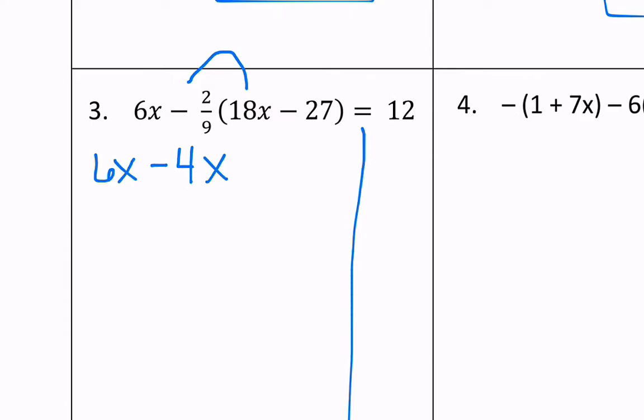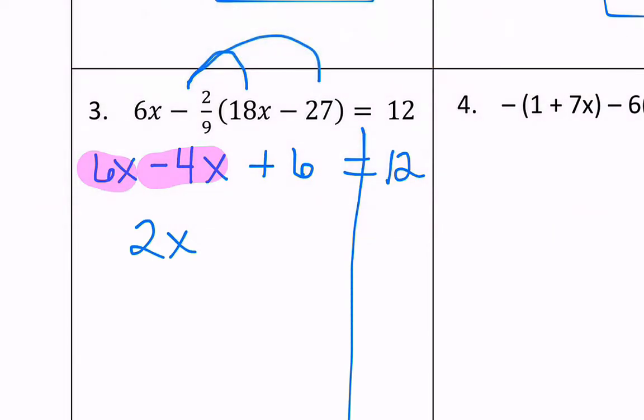Now I'm going to take that negative 2 over 9 and I'm going to multiply it by negative 27. Negative 2 over 9 times negative 27 comes out to be a positive 6. My equal sign goes on the line, and we still have that 12 on the right-hand side. All right, so we handled our parentheses. So the next thing we want to look for are like terms. Well, I have 6x's here and negative 4x's here. So we combine, which means to add. 6 plus negative 4 comes out to give me 2, so we have 2x's.